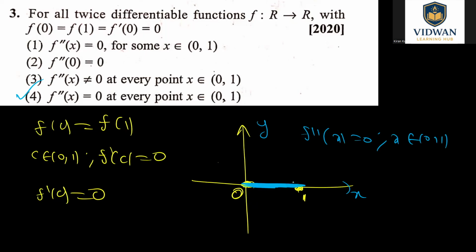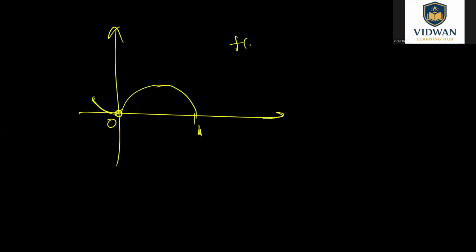Because f dash x is 0, f double dash x will also be 0 when you differentiate. You can have other possibility also. I just took this as an example. So what would happen if you choose any other possibility? If the graph is something like this and something like this. Here also f of 0 and f of 1 are 0. And in between 0 and 1, the derivative is 0 at some point. Let this be some c.